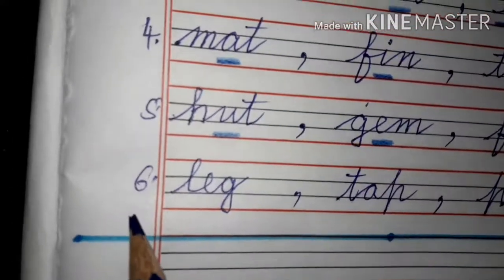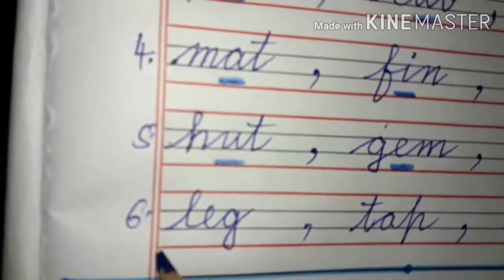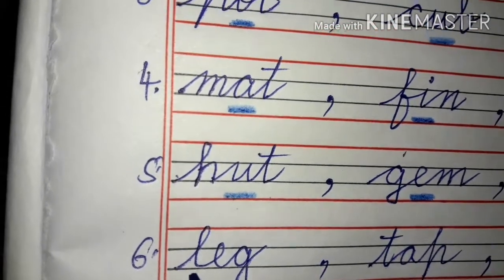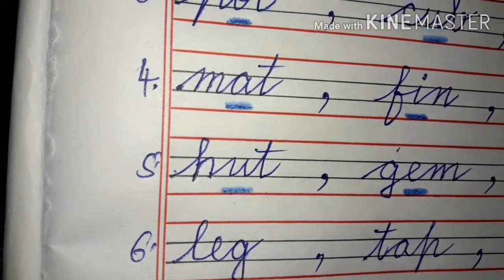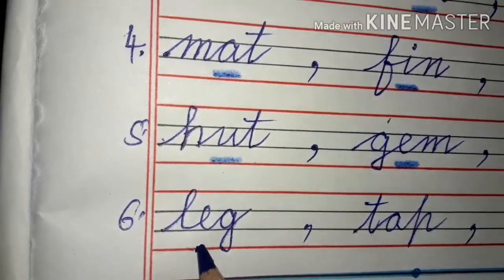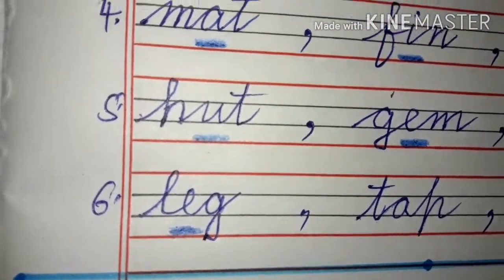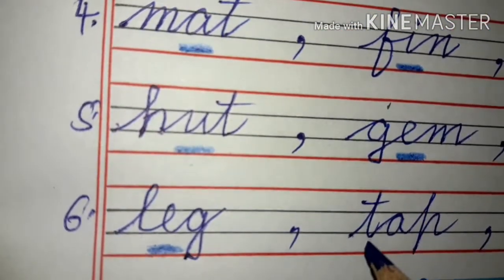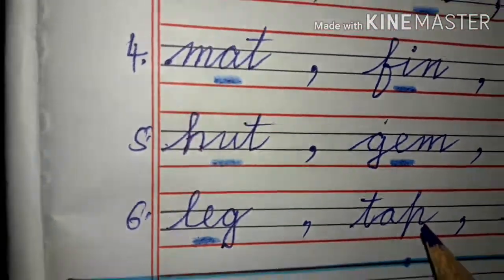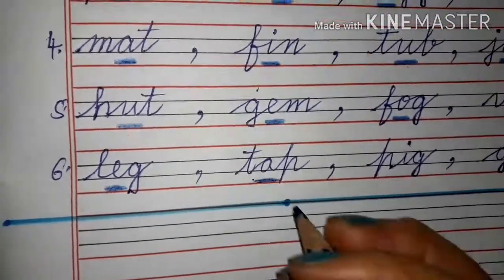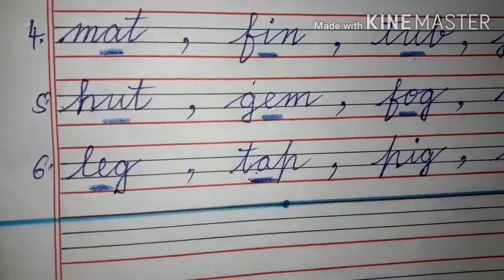Okay. Come to the sixth and last row. L, E, G, leg. So here is vowel E in this word. Next word is T, A, P, tap. Here is vowel A in this word.